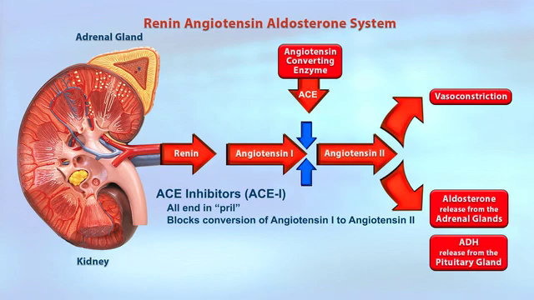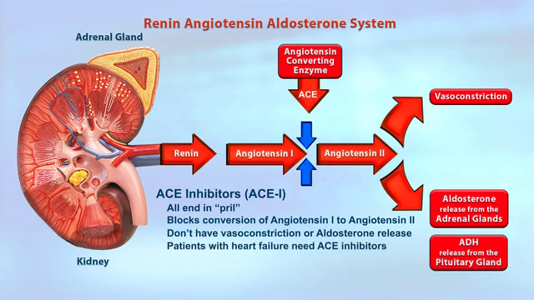So when you block the conversion of angiotensin 1 to angiotensin 2, then you don't have vasoconstriction and you don't have aldosterone release. The population of patients who really need ACE inhibitors are patients who have heart failure. I like to say it's like peanut butter and jelly, peas and carrots, salt and pepper.